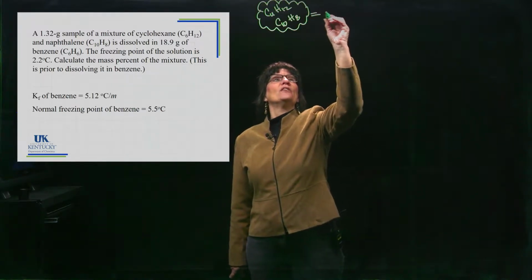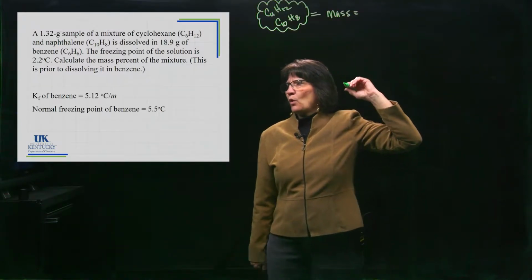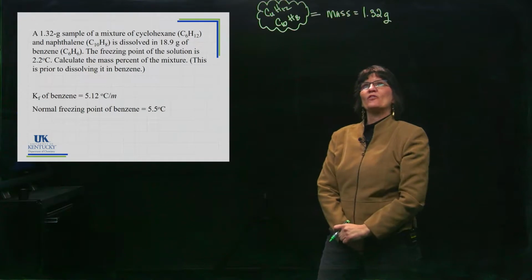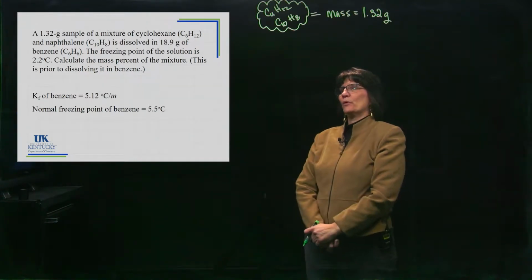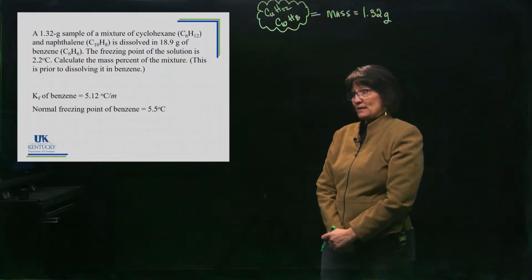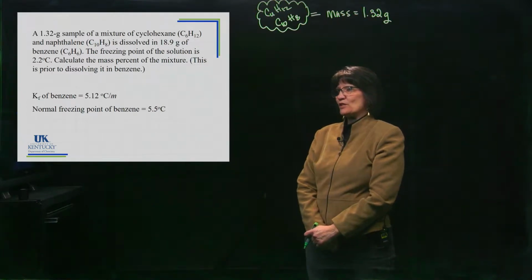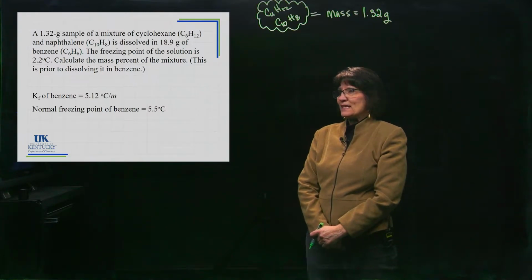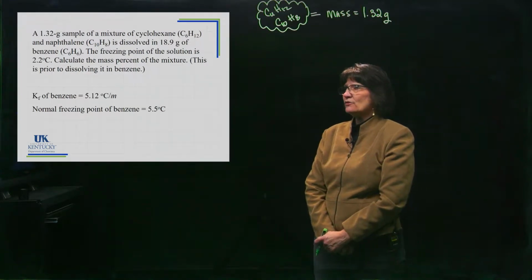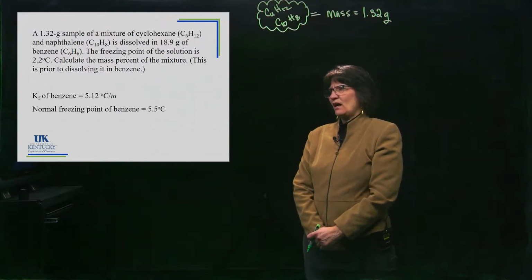What do I know about this pile of these substances? I know that the two things together have a mass equal to 1.32 grams. Okay, so that's the first thing I know as I read that. They dump this material into some benzene, that's the solvent, and we see what the freezing point does. So we have a freezing point depression occurring there. Normally benzene freezes at 5.5 degrees Celsius, but this mixture freezes at 2.2 degrees Celsius. And we're being asked to calculate the mass percent of the mixture.